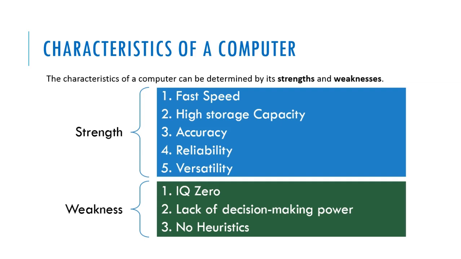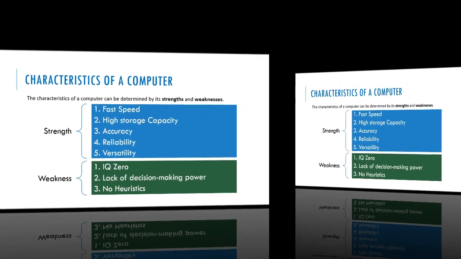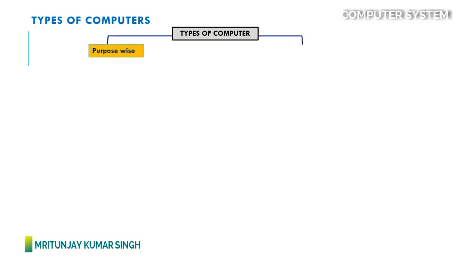And this is another drawback, or we can say the weakness of the computer, that is no heuristic. Now moving to the next topic, the last topic of this chapter, that is the types of computer. Let's understand the types of computer with the different categories. Computers are categorized on the basis of two: number one, purpose-wise, and number two, principle of operation.